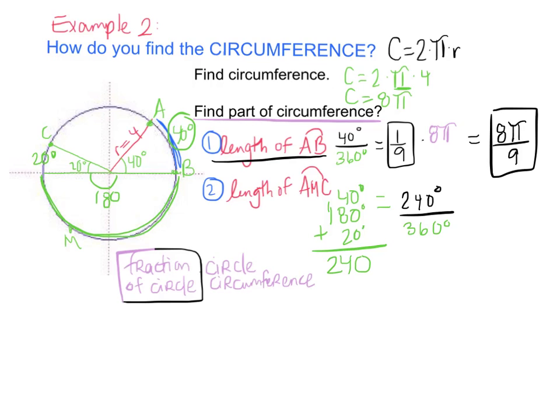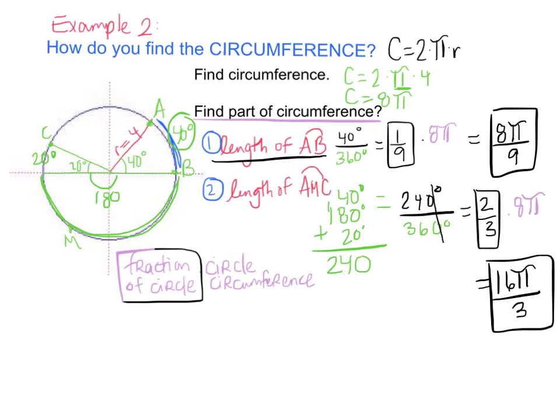What fraction is that? Let's do some mental math here. First, take out the 100. So that's really 24 divided by 36. Divide by 12, and I get 2/3. Okay, that's 2/3. That means that this section of the circle represents 2/3 of the entire circumference. So that's 2/3 times 8 pi. When I do my multiplication, I'm going to do 2 times 8 pi. That's 16 pi divided by 3. And that is the length of arc AMC.